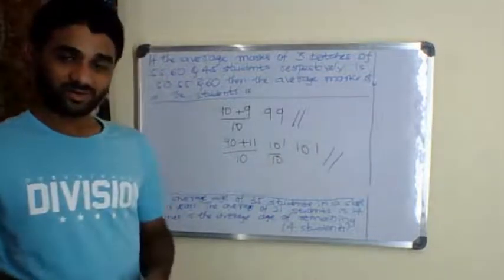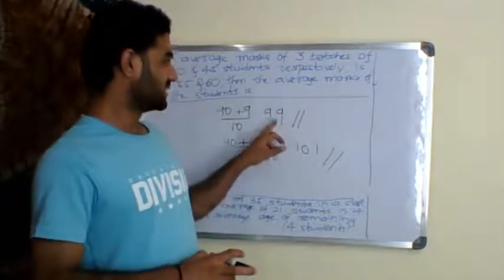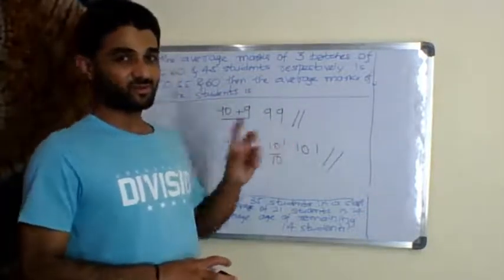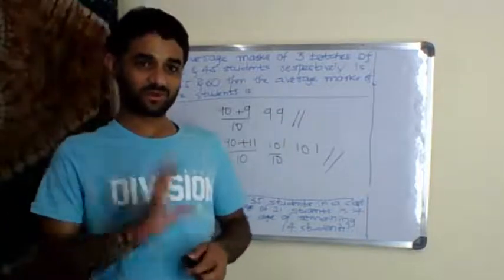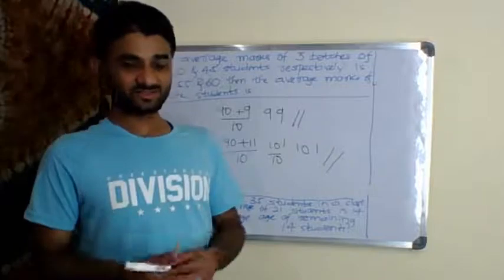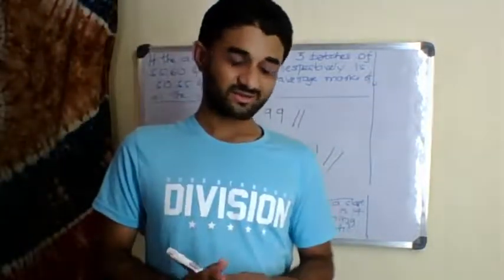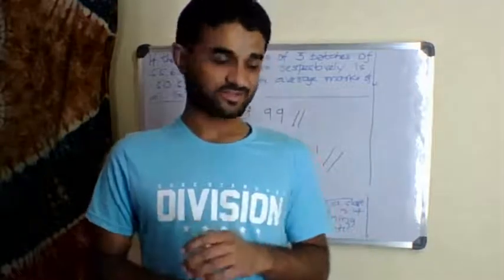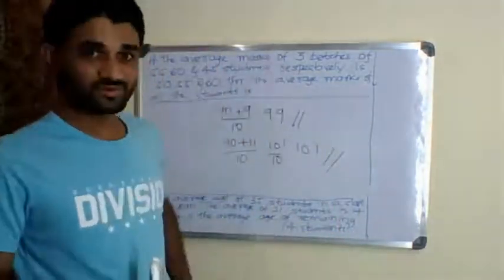When all were 10, average is 10. When even one value is 9, it becomes 9.9. When one value is 11, it becomes 10.1. This is how average or mean changes. This is the fundamental understanding, the basic visualization of averages, because this will help when we take up the problems.